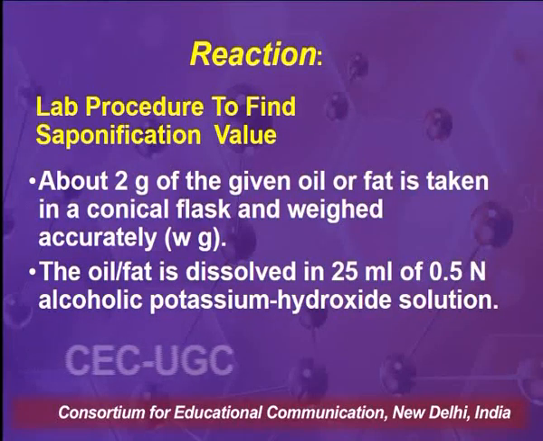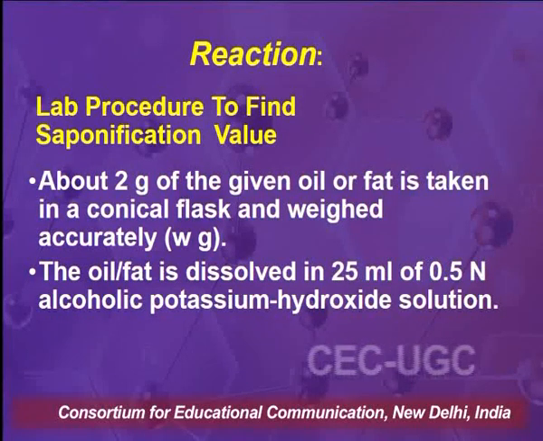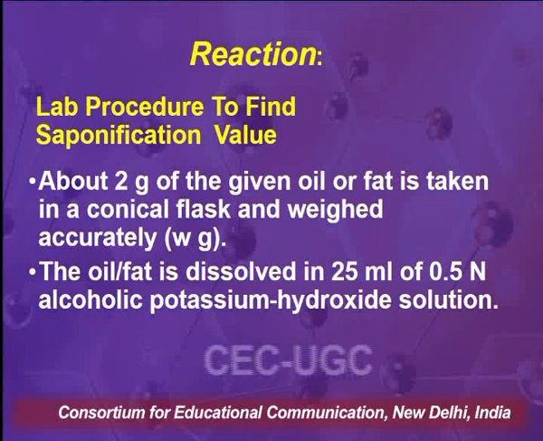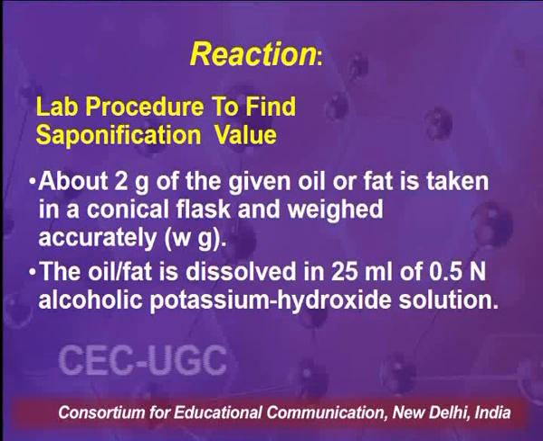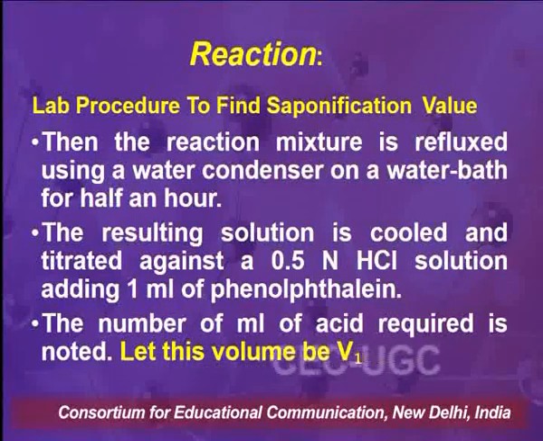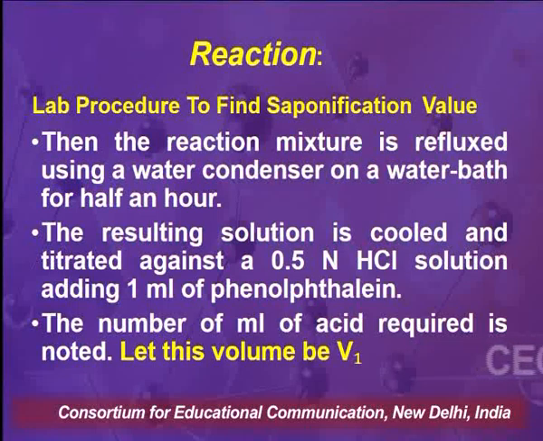Now let us discuss the lab procedure to find the saponification value. About 2 grams of the given oil or fat is taken in a conical flask and weighed accurately, say it is W gram. The oil or fat is then dissolved in about 25 ml of 0.5 normal alcoholic potassium hydroxide solution. Then the reaction mixture is refluxed using a water condenser on a water bath for half an hour. The resulting solution is cooled and titrated against a 0.5 normal HCl solution, adding 1 ml of phenolphthalein as indicator. The number of ml of acid required is noted.